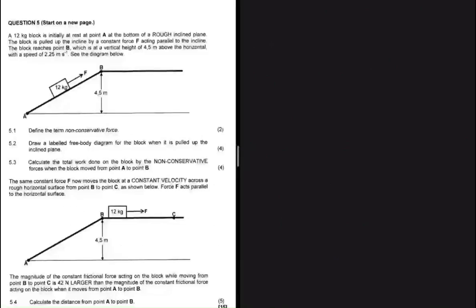Let me start by apologizing because the way I'm going to solve 5.4 is a bit gangster, but let's see what happens. The question is saying that a 12 kg block is initially at rest at point A at the bottom of a rough inclined plane. So we know that we have frictional force. The block is pulled up the incline by constant force F acting parallel to the incline, so we don't have to resolve the force. The block reaches point B, which is at a vertical height of 4.5 meters above the horizontal, with a speed of 2.5 meters per second.